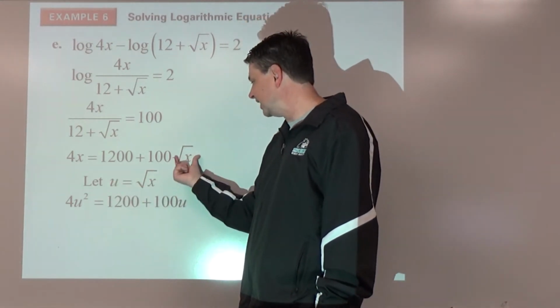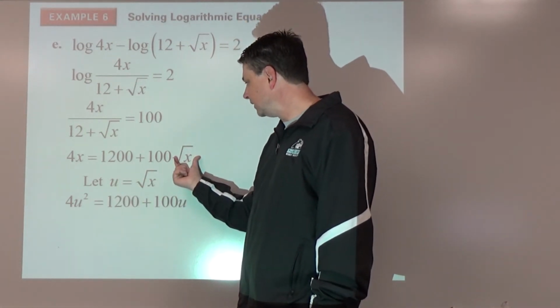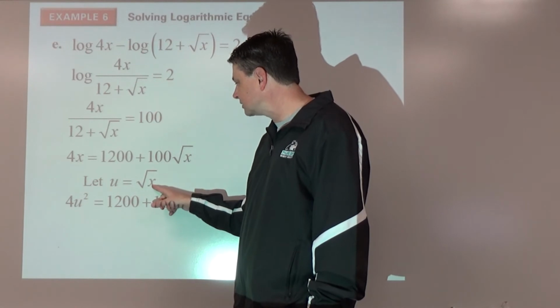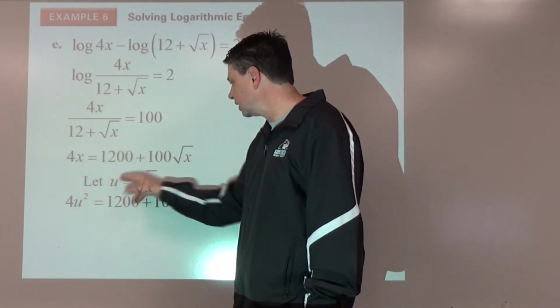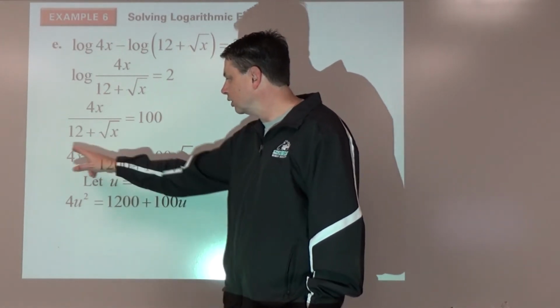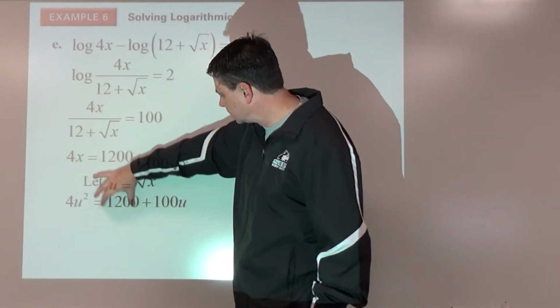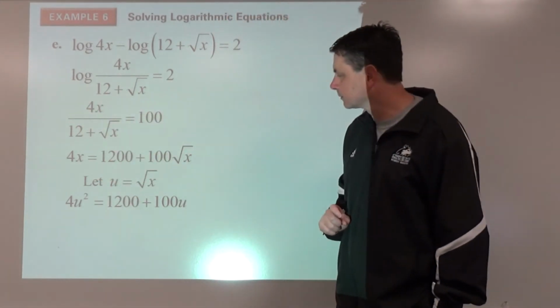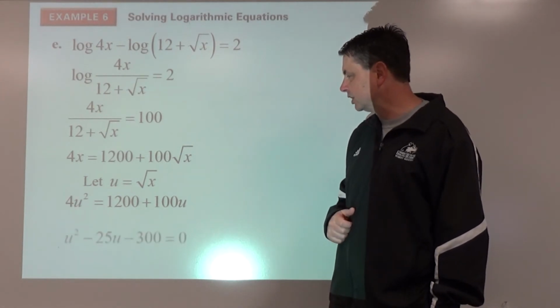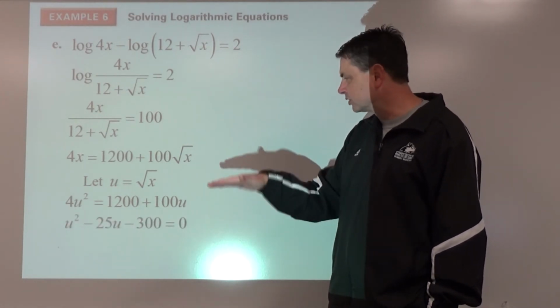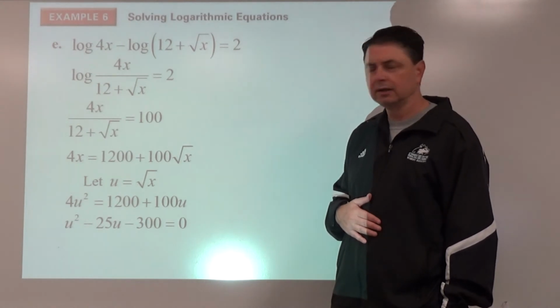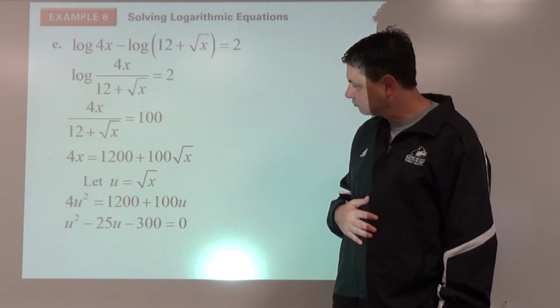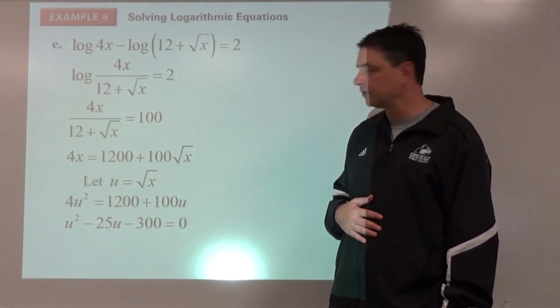Say u is this, and then that means if I square both sides, that x becomes u squared. So for u squared, we replace the root x with u. And then we can get it equal to 0. We could also divide everything by 4. And maybe quadratic formula from there.